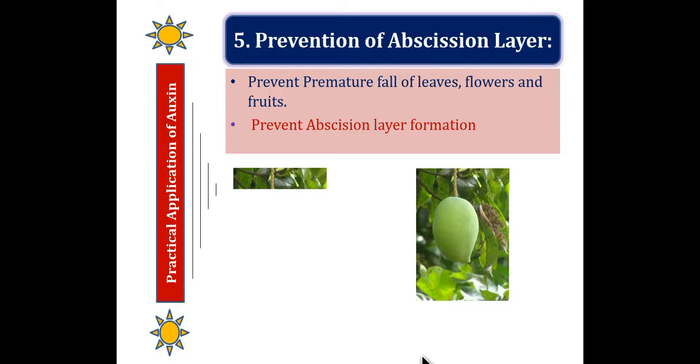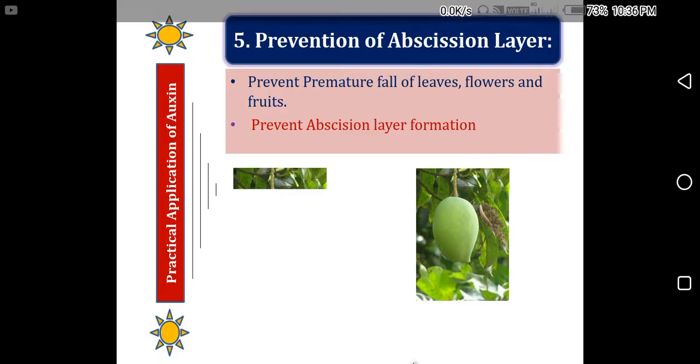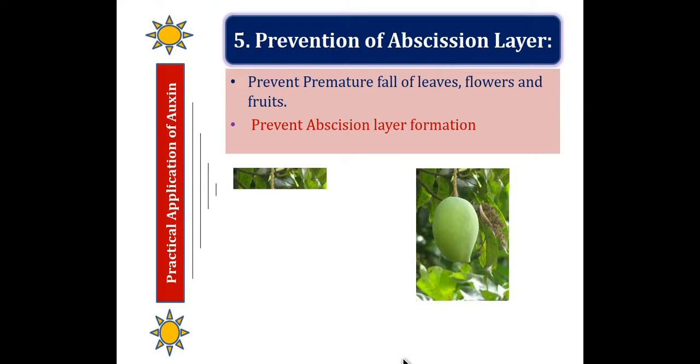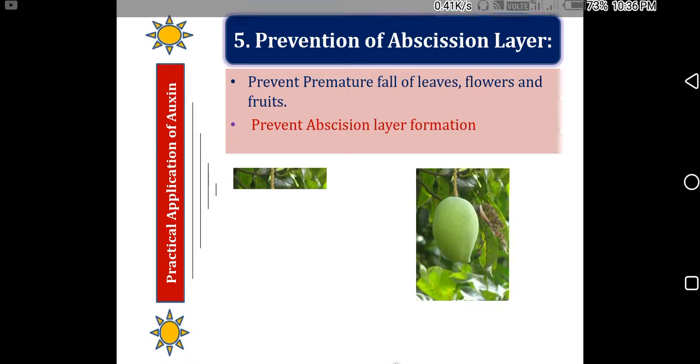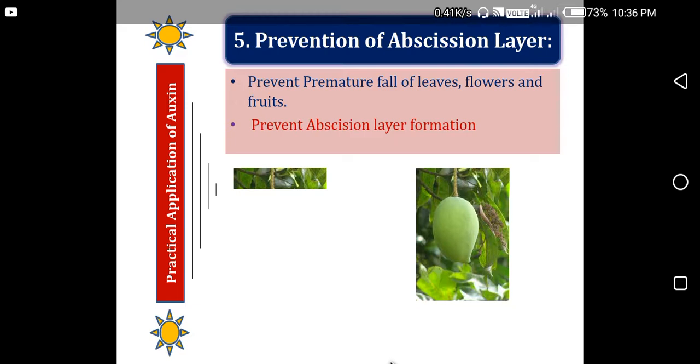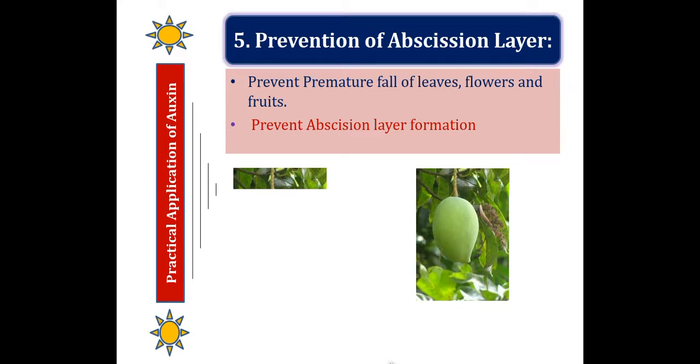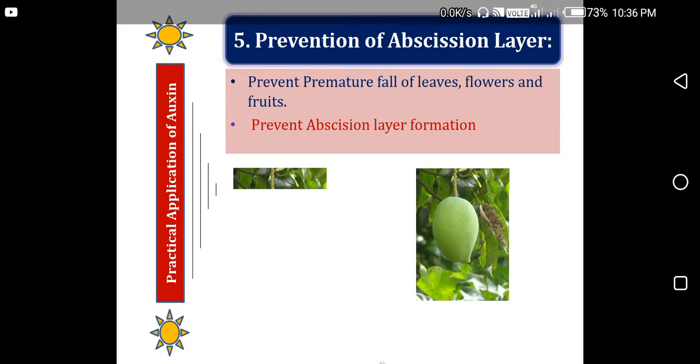Its practical application: premature fruit fall in commercially important plants like apple, pear, and citrus is responsible for heavy loss to the cultivator. Therefore, the farmers spray dilute solutions of auxins like IAA, NAA, and 2,4-D.